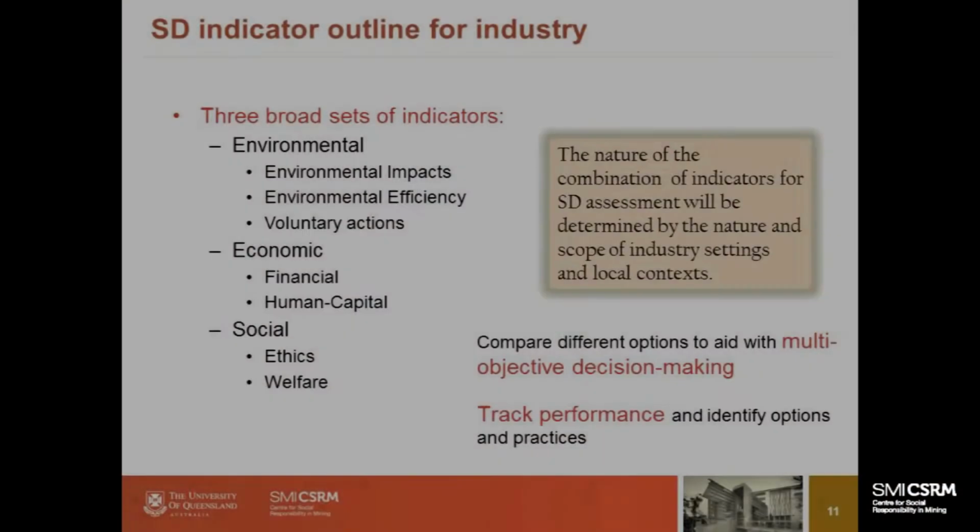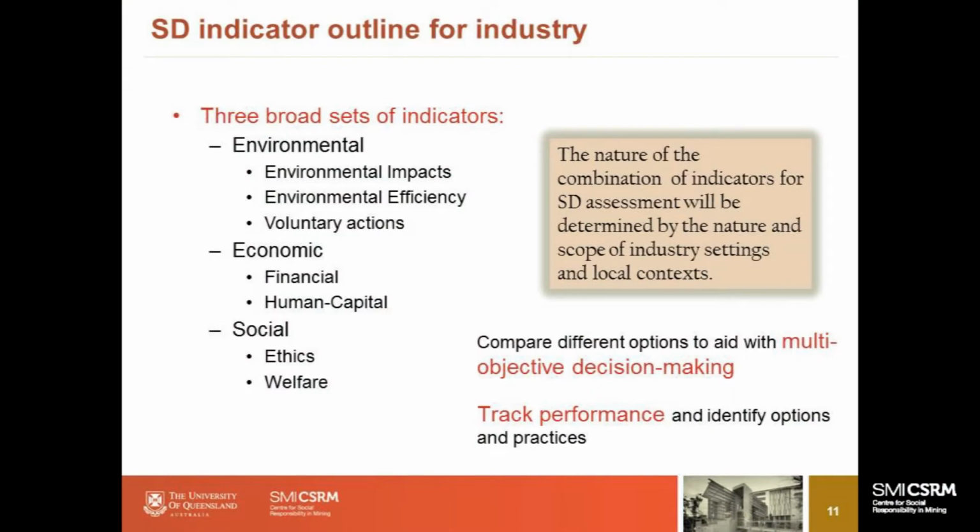From an industry point of view, again, there are environmental, economic and social categories. Under each of these three broad categories you can have a zillion characteristics or indicators. This is just one example from one framework that exists out in the literature. And the really interesting thing about this is that, from an industry point of view, it helps with multi-objective decision making.